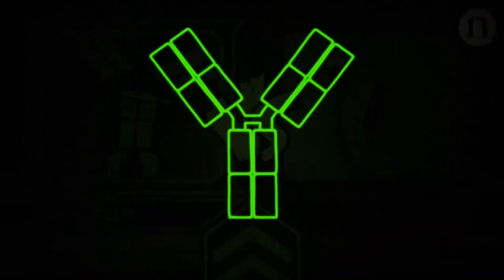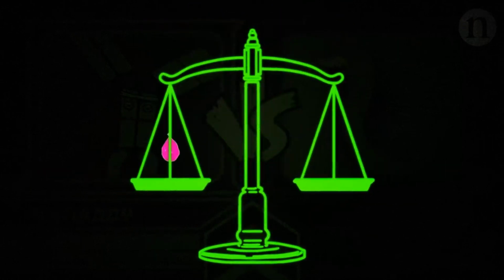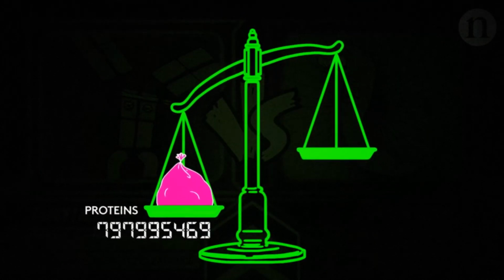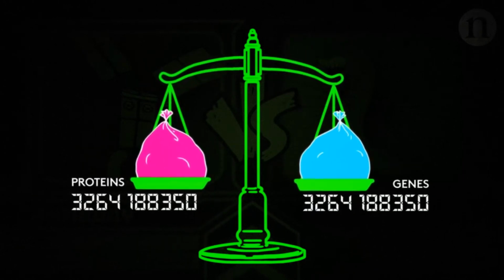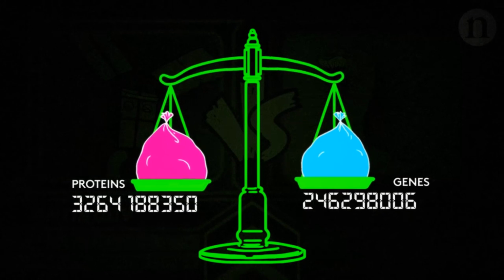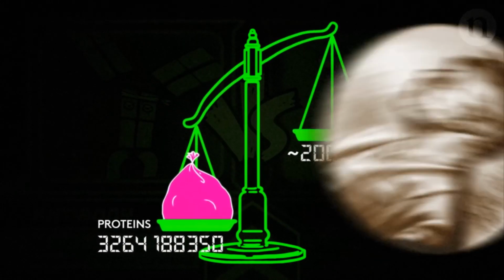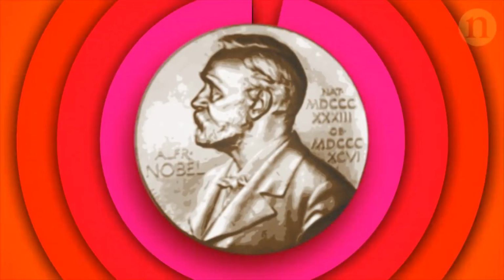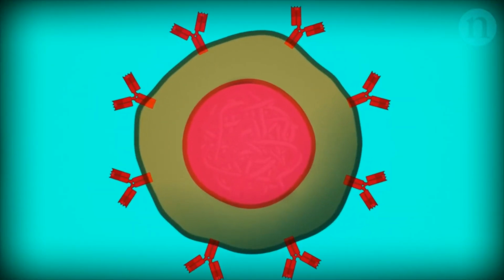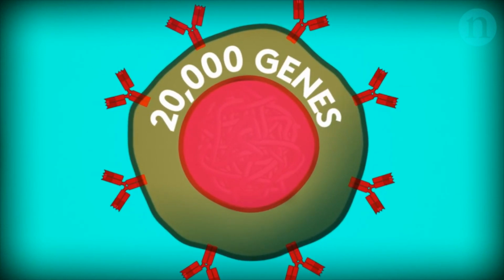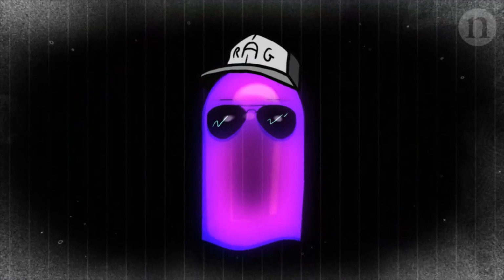But these antibodies, made from 2 light chains and 2 heavy chains, are proteins. And billions of different proteins should need billions of genes to make them. Humans have around 20,000 genes. The solution to this problem was a Nobel Prize-winning discovery. Antibodies are made by B cells. Like every other cell, B cells start off with the same 20,000 genes. But they also have an enzyme called RAG.